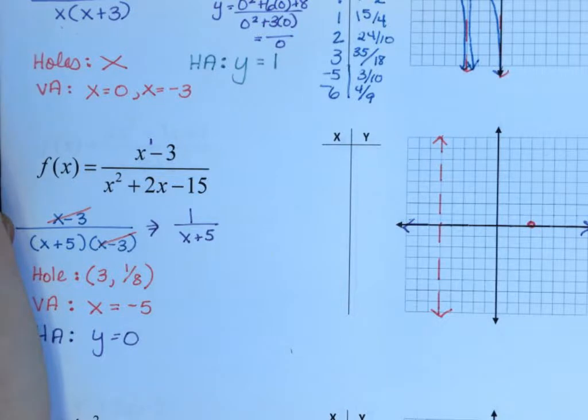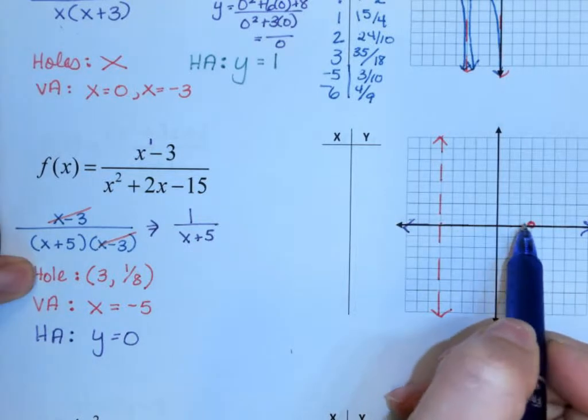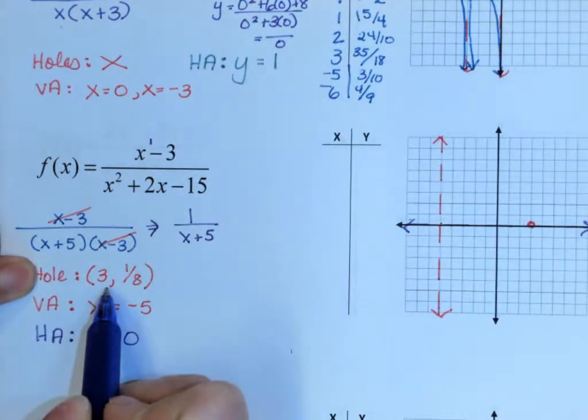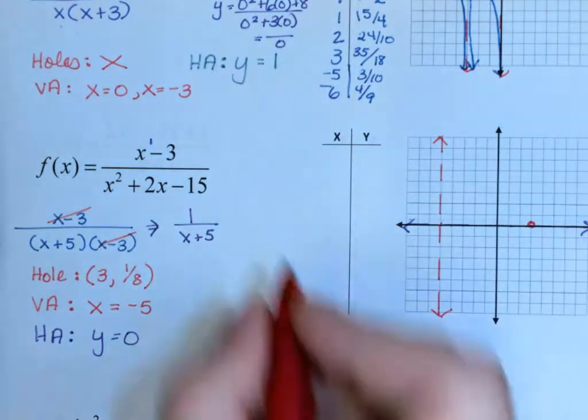Yes, sir. If the horizontal asymptote is 0, how is there an x that just x equals 3? There isn't an x-intercept at this. Oh, this is my hole. This is my hole at 3, 1/8. Okay? All right, so let's go for my x-intercept.